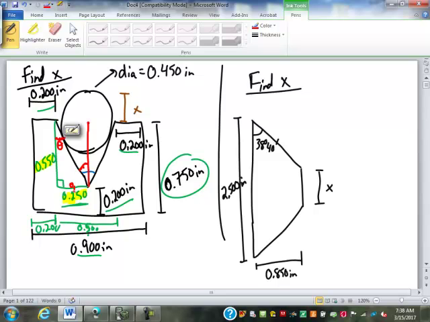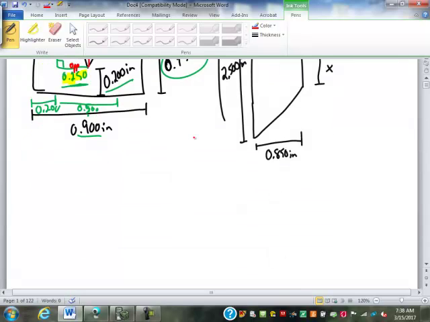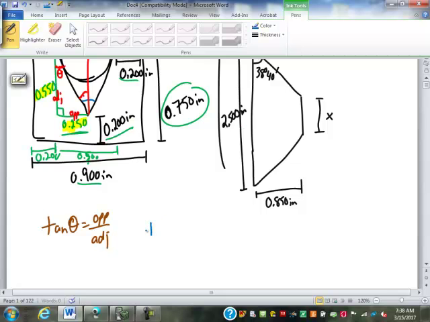I'm looking at this would be the opposite side, and this would be the adjacent side. So I'm dealing with a tangent at the moment. So tangent of an angle is opposite over adjacent. We are looking for the angle. We don't know the angle. We do know the opposite side is 0.250, and the adjacent side is 0.550.